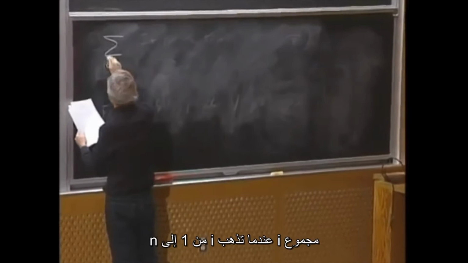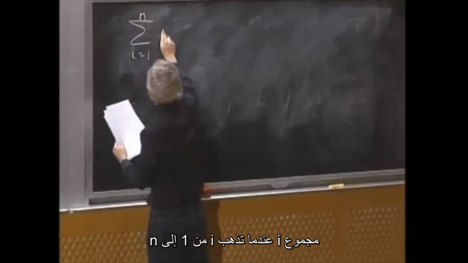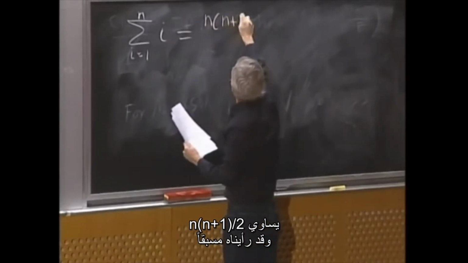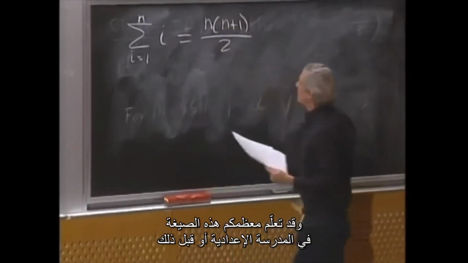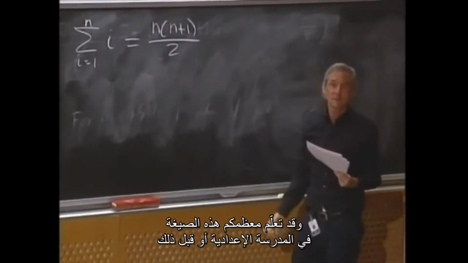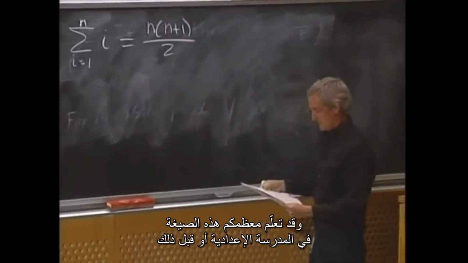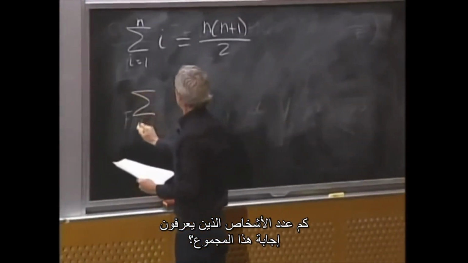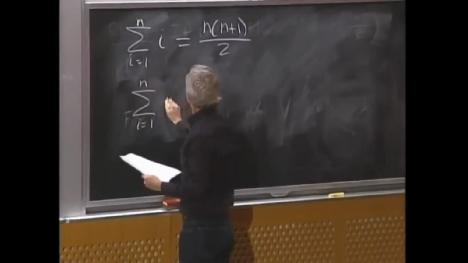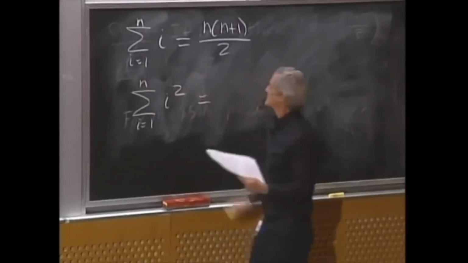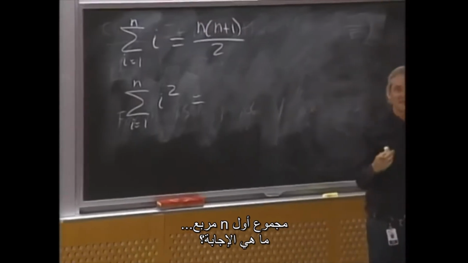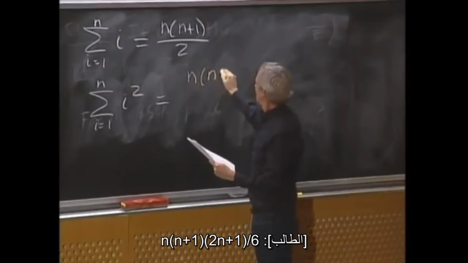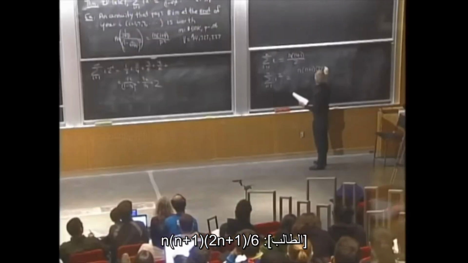If I sum i equals 1 to n of i, I think we've already done this one. That's just n times n plus 1 over 2. And probably most of you even learned that formula back in middle school, I'm guessing, maybe before. How many people know the answer for this sum? The sum of the squares, the first n squares, all right? Somebody knows. What is it? n times n plus 1 times 2n plus 1 all over 6.